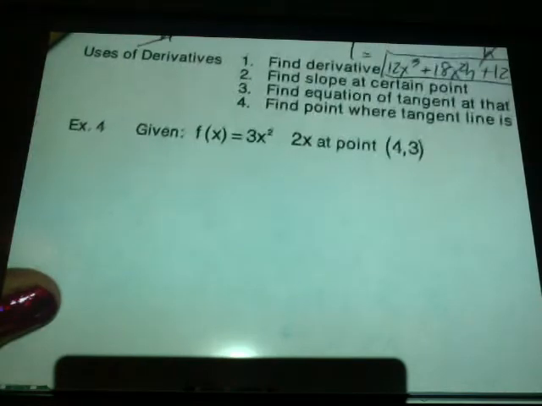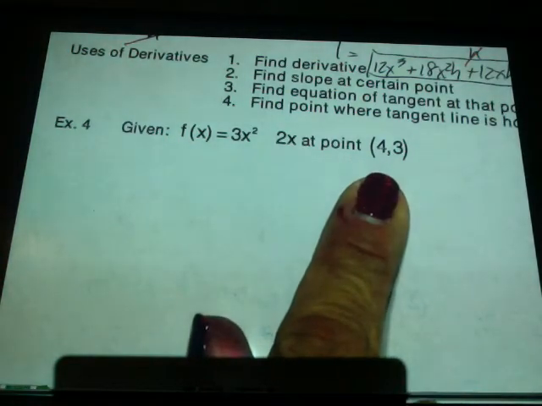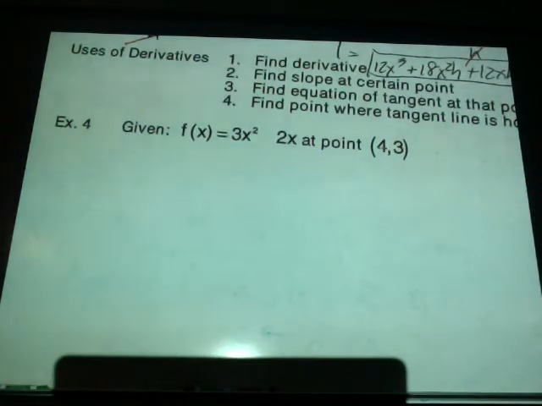So look at the last example. The last example, we have 4 things that we're going to do. Thing number 1, you're going to find the derivative. We just practiced that, right? Thing number 2, you're going to find the slope at certain points. That's what we did on the other side. So this is the point that I've given you here, which is 4, 3.